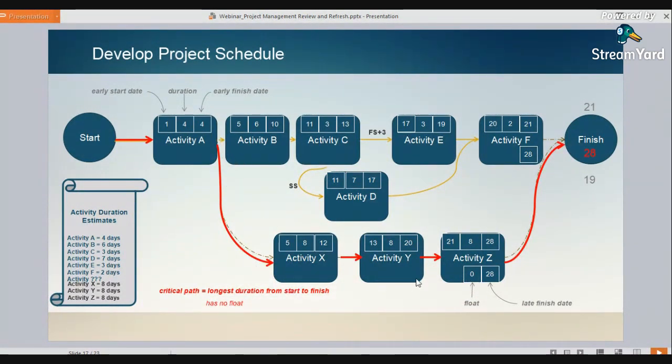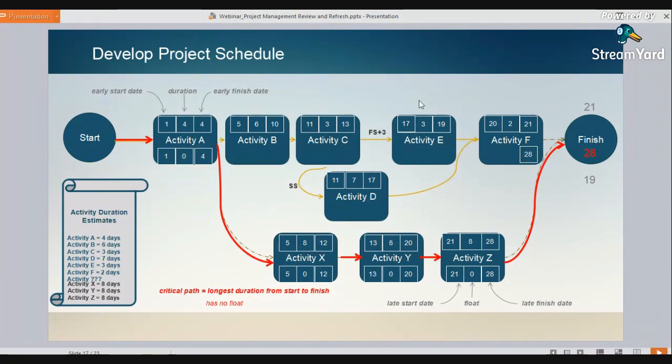So by definition, our critical path has zero float. And so our bottom middle value is zero because there's no float. There's no flexibility. Critical path by definition has no float. Therefore, the late start dates are equal to the early start dates, because there's no flexibility. The late finish dates are equal to the early finish dates. Those are automatic. You can just write those in.